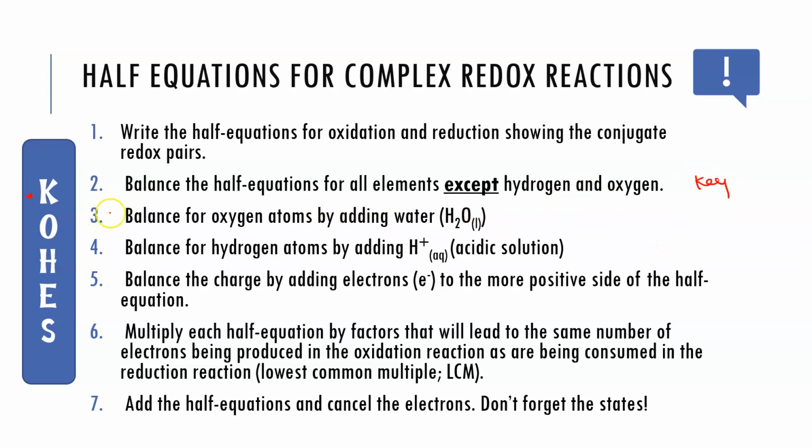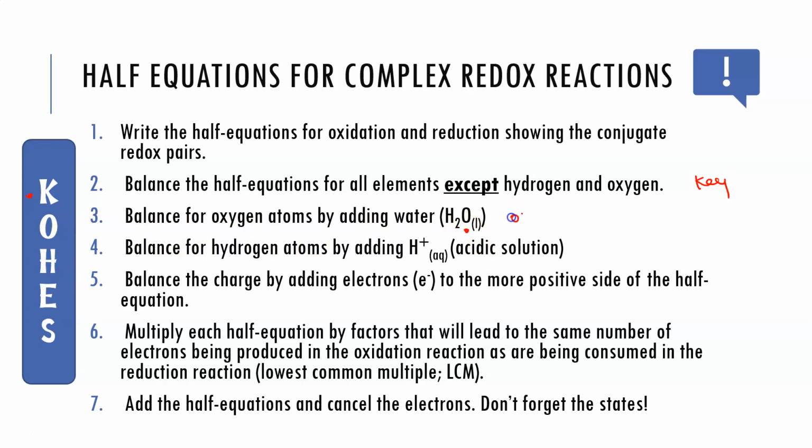O stands for oxygen. So once we've balanced anything that's not hydrogen and oxygen, we start with oxygen. Oxygen we balance by adding water. So if I have oxygen on the left-hand side and none on the right-hand side, I'm going to add water to the right-hand side to the amount of oxygens that I need.